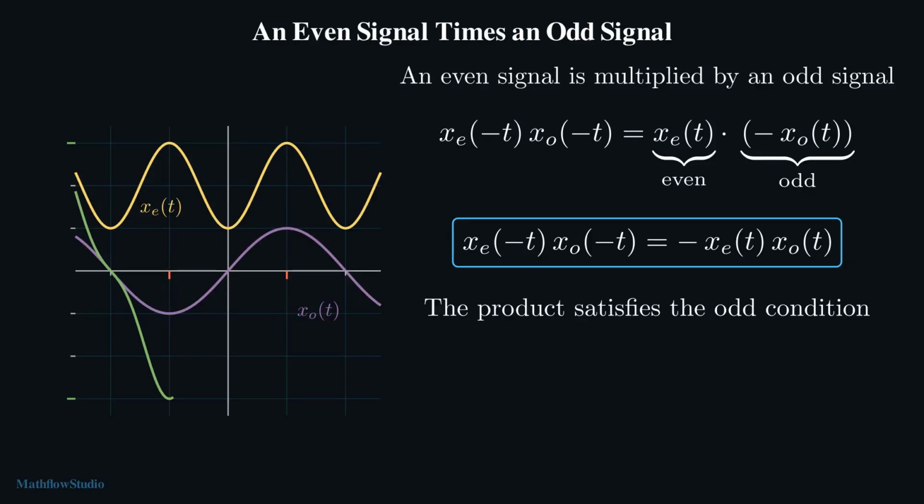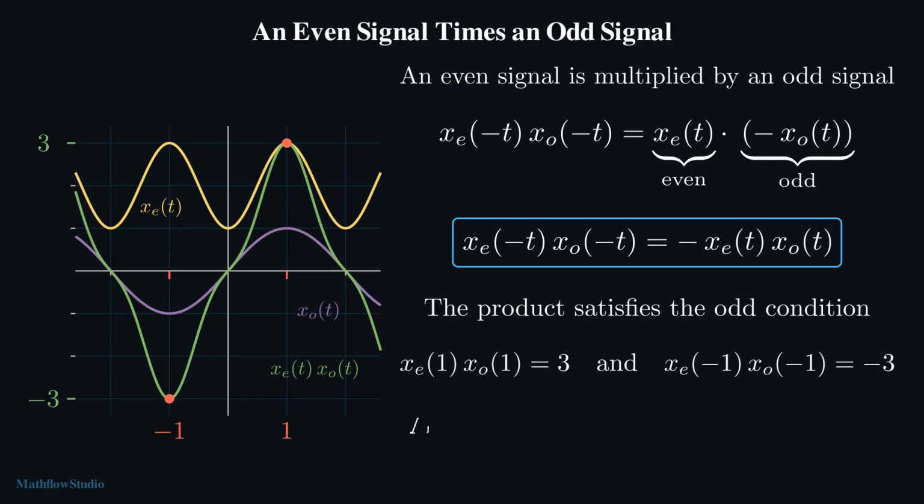The drawn product agrees. At the instant 1, it reaches 3, and at the reversed instant, it reaches -3. An even signal times an odd signal is an odd signal.